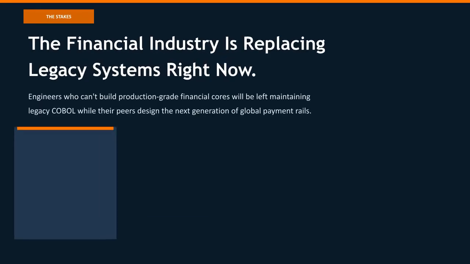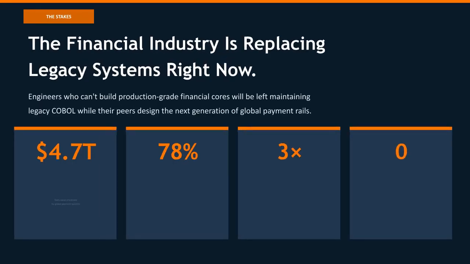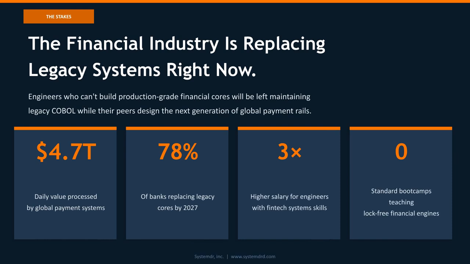The financial industry is rapidly replacing legacy systems. Engineers skilled in building production-grade financial cores are designing the next generation of global payment rails. The global payment systems process $4.7 trillion daily, and 78% of banks plan to replace legacy cores by 2027. Fintech system skills can lead to 3 times higher salaries.